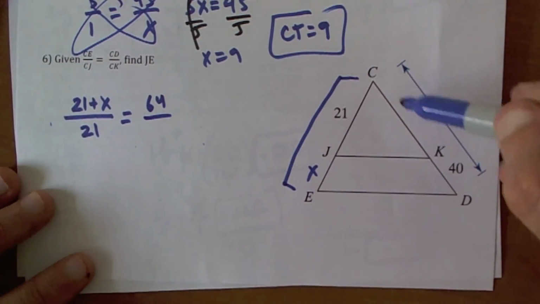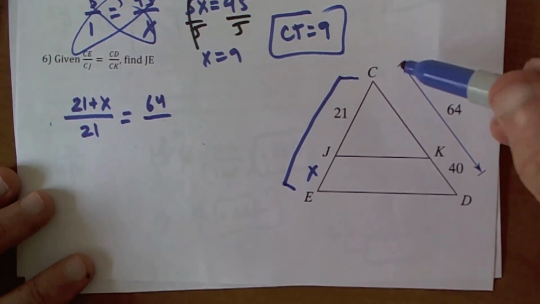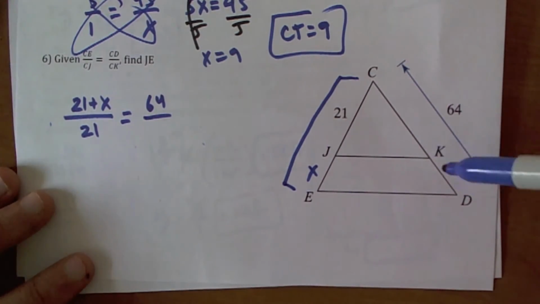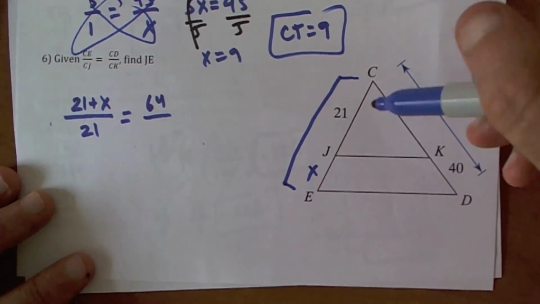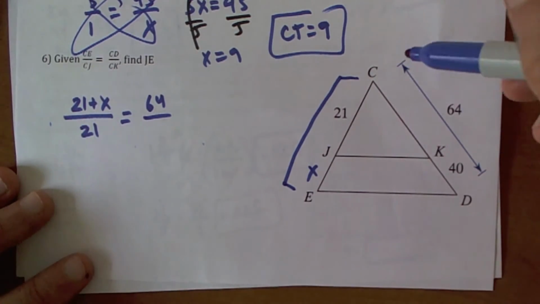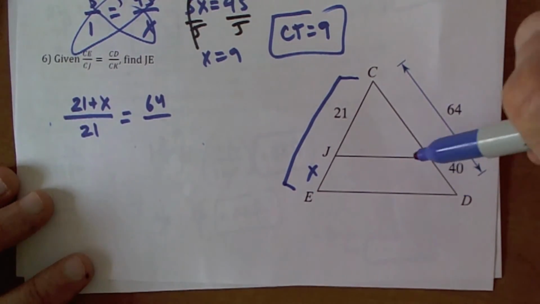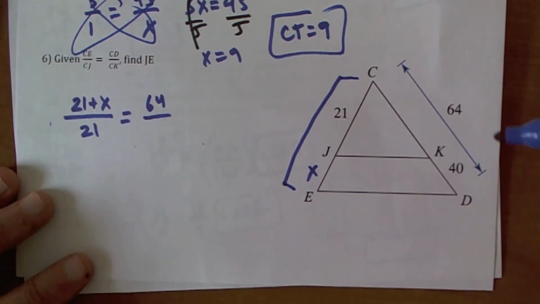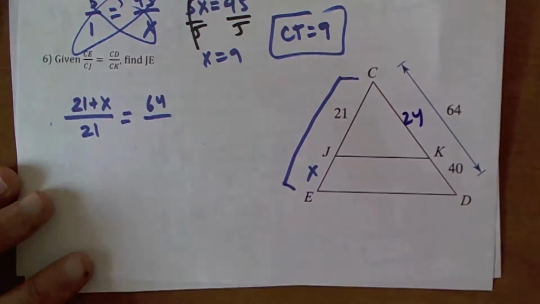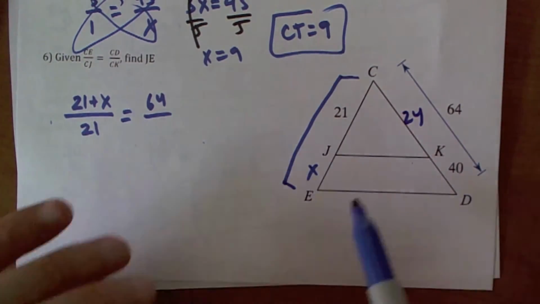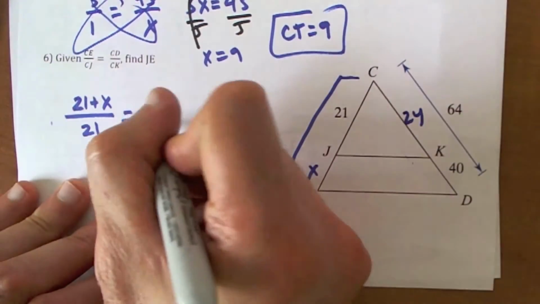Over CK, and this is not given to us, but we can figure it out because this is 64 and this is 40. I know this is odd. It should be out of scale because this is the longer one, but whatever. So 64, this is 40, so I have to take this away. 64 minus 40 would give me 24. So this is actually 24. I know that's a weird scale. This should be shorter than this, but it's computer generated, so whatever.